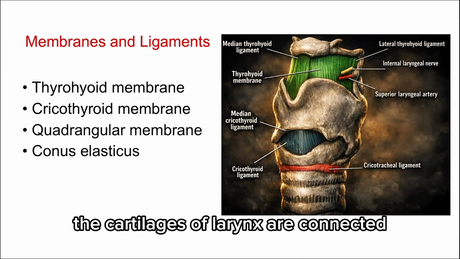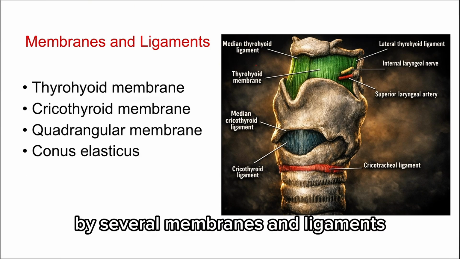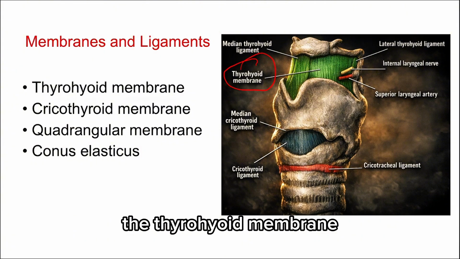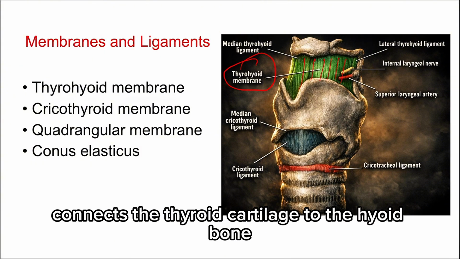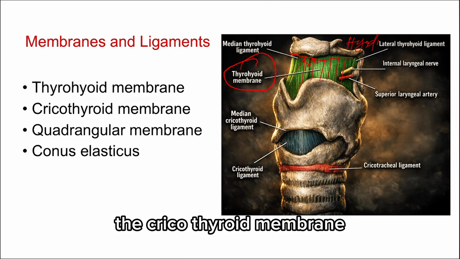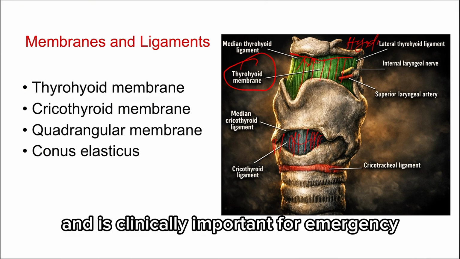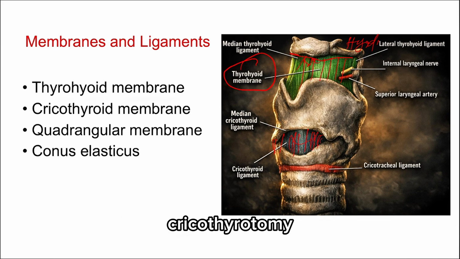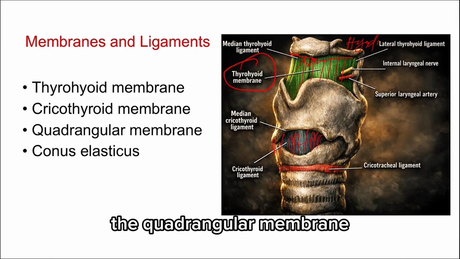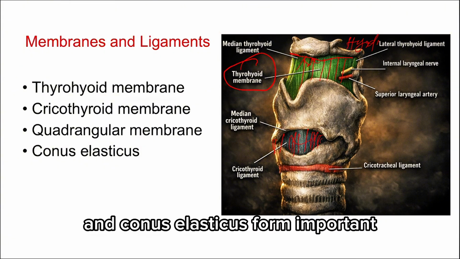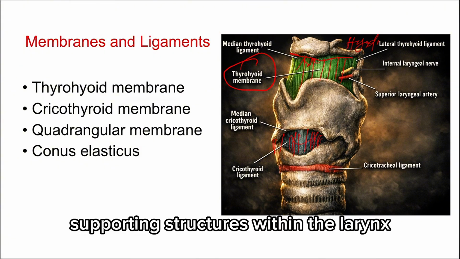The cartilages of the larynx are connected by several membranes and ligaments. The thyrohyoid membrane connects the thyroid cartilage to the hyoid bone. The cricothyroid membrane connects the thyroid and cricoid cartilages and is clinically important for emergency cricothyrotomy. The quadrangular membrane and conus elasticus form important supporting structures within the larynx.